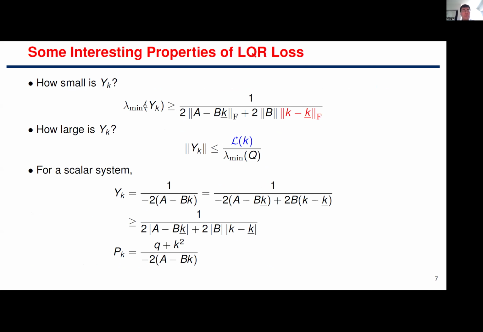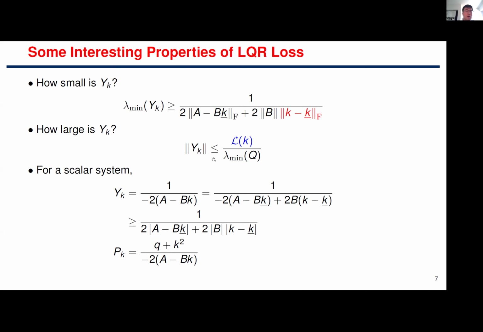Because Y_K is usually a matrix, we should use something like the smallest eigenvalue to describe this lower bound. After some derivations, we find that Y_K is lower bounded by this value. And we find that if K tends to infinity, its lower bound tends to 0, because this is a fraction of the norm of K, right?